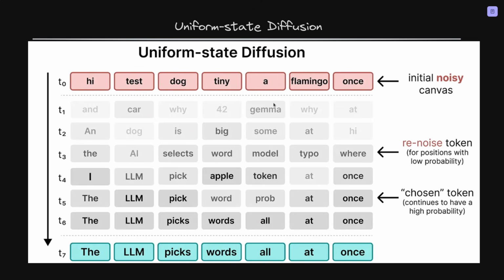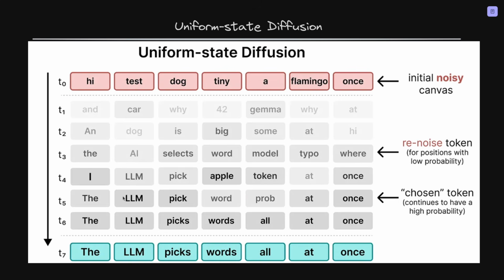So at each step, the model looks at the full canvas and gives a confidence score for each position. If a token looks good, it can stay. So as we can see here, we do a few passes, and just at T4, we choose I, Apple, token. And as we can see, here we have LLM, but with the next step, it becomes more sure that it should be at the second position. So we say that the token becomes more stable.